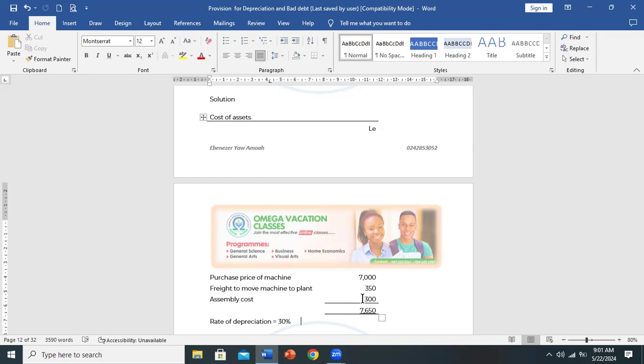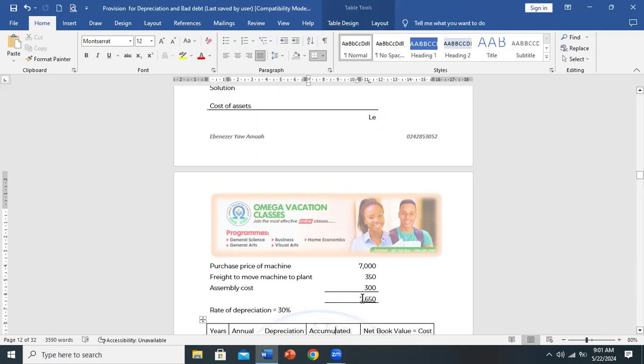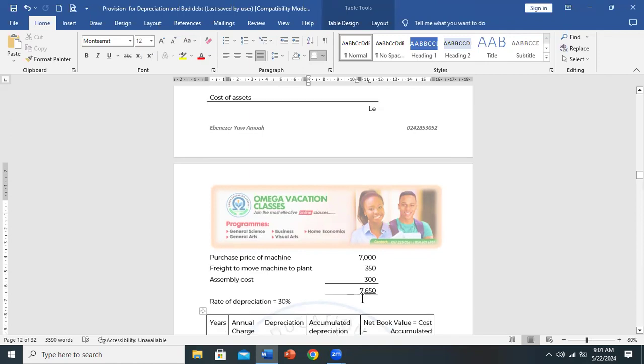I believe I've been able to make a lot of sense. Okay, so the cost of the asset is determined. Now, our rate of depreciation is 30%. So let's look at how to calculate the depreciation using the reducing balance method, and we have been given a rate of 30%.